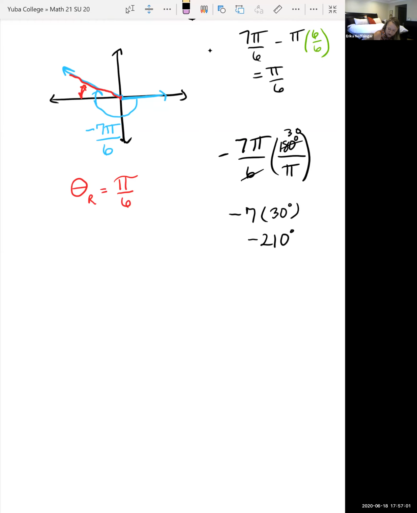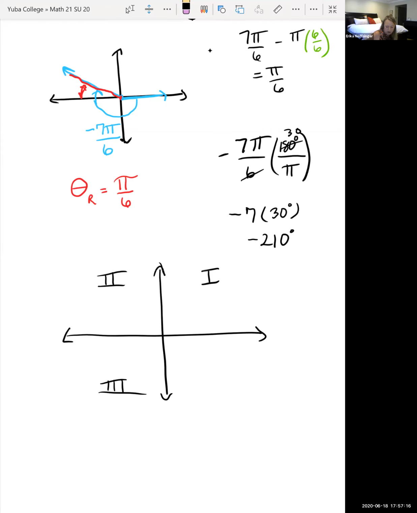We talked about our quadrants. We added our first quadrant in the upper right, labeled with Roman numerals, and we went counterclockwise, so we had quadrants 1, 2, 3, and 4.